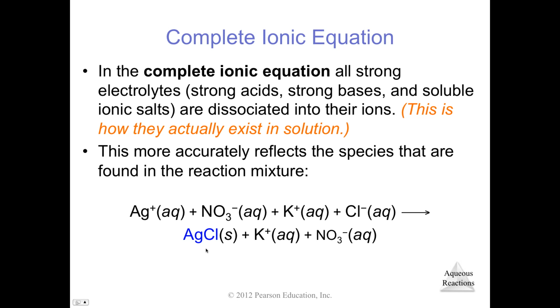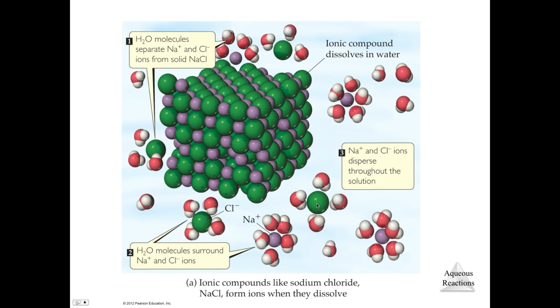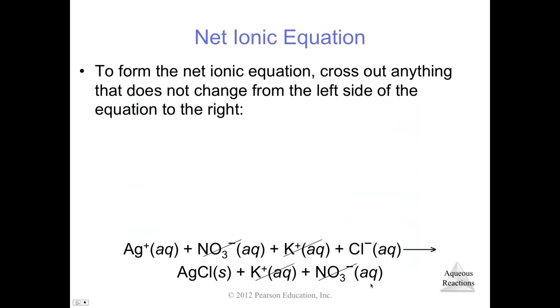Once we've got that written and balanced, then it's time to write the complete ionic equation in which all the electrolytes are broken up into their ions. So silver plus 1, nitrate minus 1, potassium plus 1, and chloride minus 1 are all written separately on the reactant side. On the product side, we have silver chloride written together because it's the solid precipitate. It's not broken up into its ions because it does not dissolve. And then we also have potassium nitrate written as potassium and nitrate ions separately. Remember, that's how they actually exist in solution when they're dissolved, so that's why we write them separately.